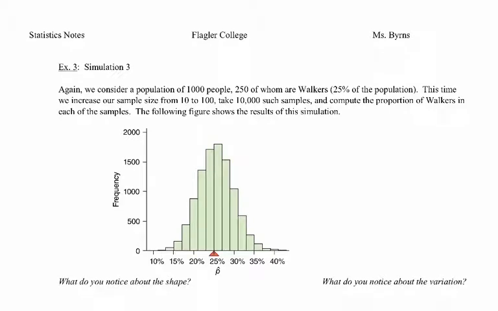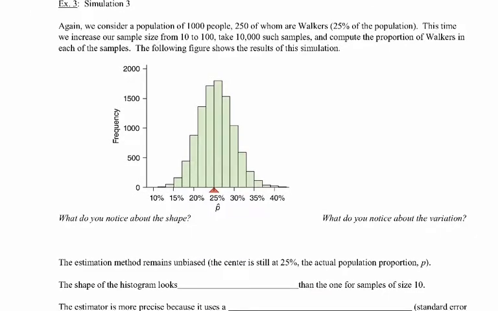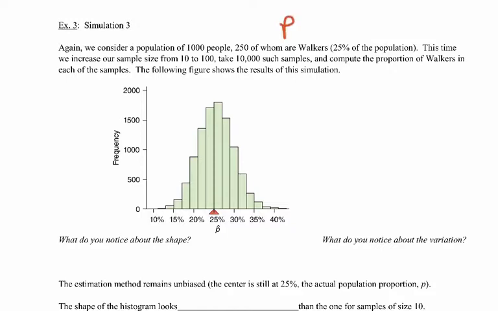So let's go ahead and take a look at the simulation again with our walkers and runners. We're looking again at a population of 1,000 people, 250 of whom are walkers. So remember, that means that P, our population proportion, is 25%. This time we increase our sample size to 100.